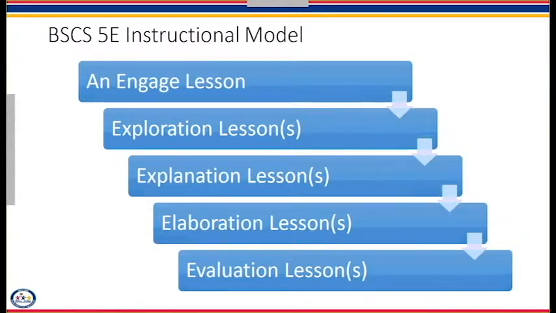Now I want you to kind of just go over the BSCS instructional model, and I'm going to go over it a little bit quickly so you guys can go back to the Rivera lesson. So first, in the BSCS instructional model, we have an engage, an explore, an explain, an elaborate, and an evaluate. Real quick, yes or no, did this entire 5E model happen in Lesson 1?